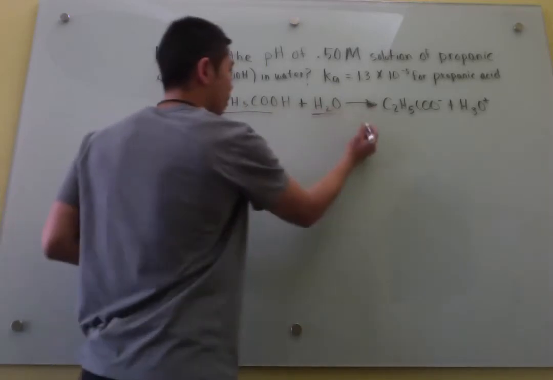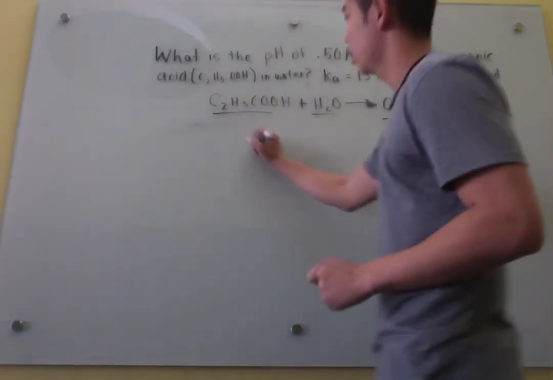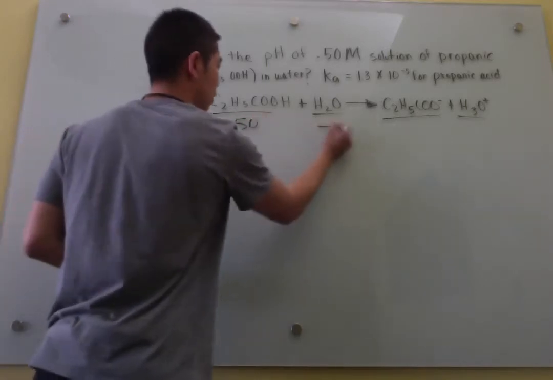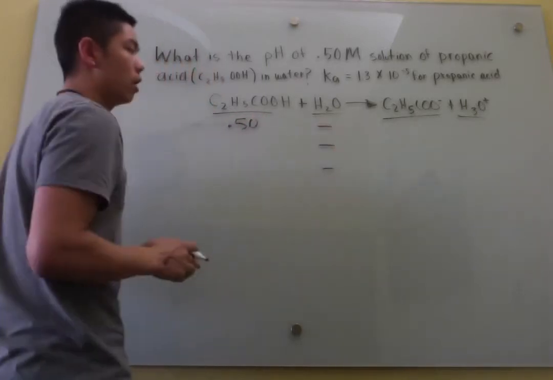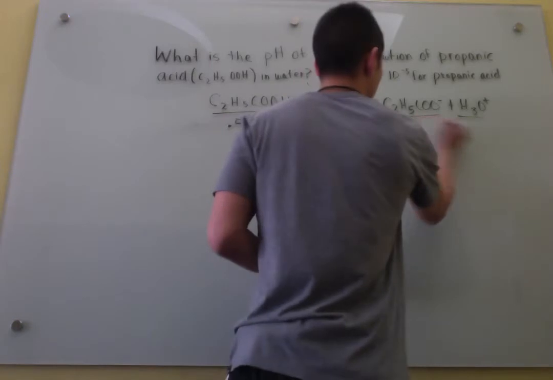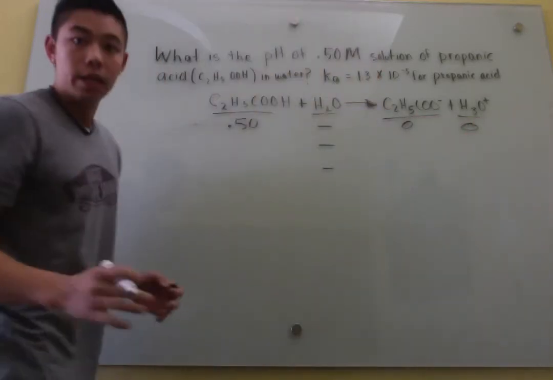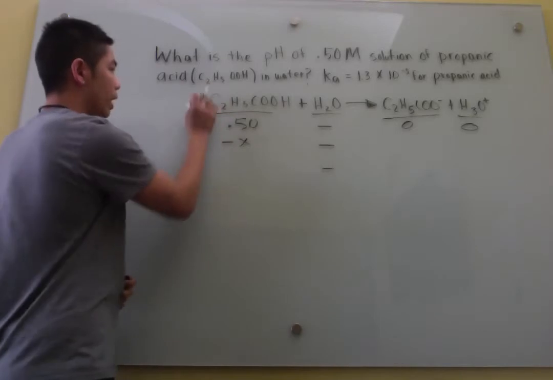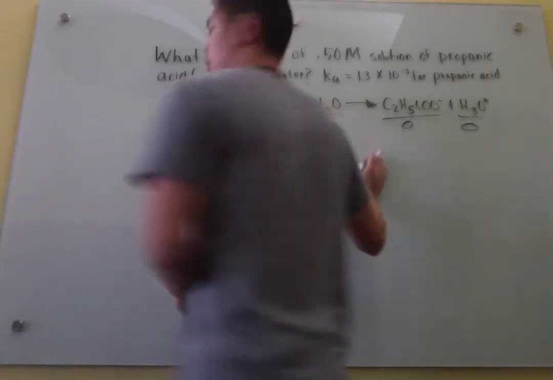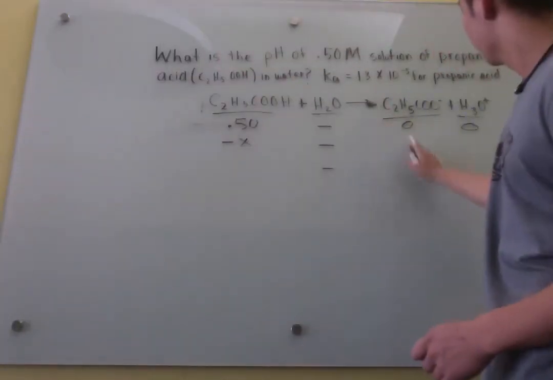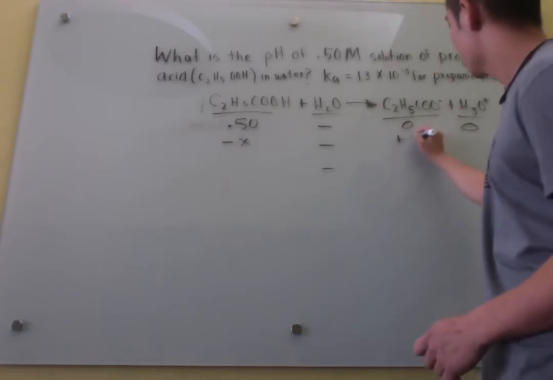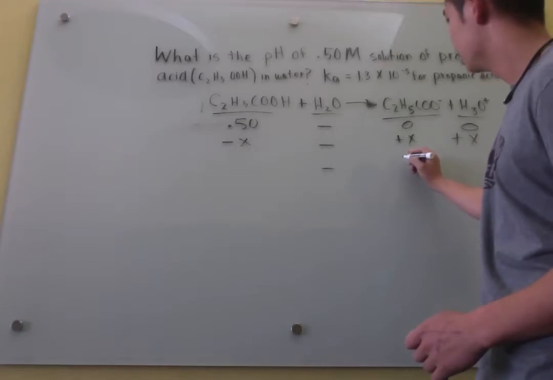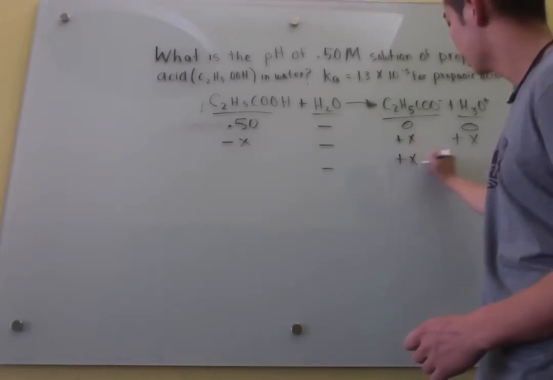And we know that 0.50, water is going to be negligible. And we know that we're going to start out with 0 amounts here. And so what we're going to do, minus x, because this is a one stoichiometry. This is also one stoichiometry, so this is plus x, and this is going to be plus x.